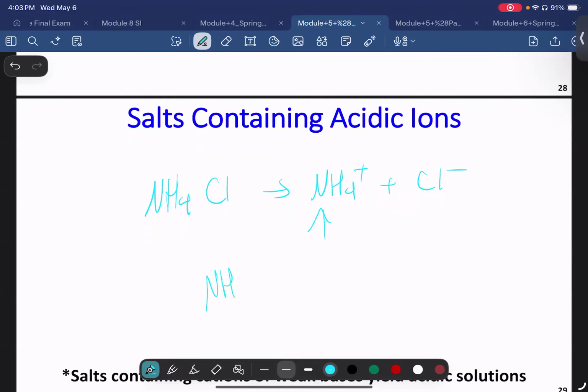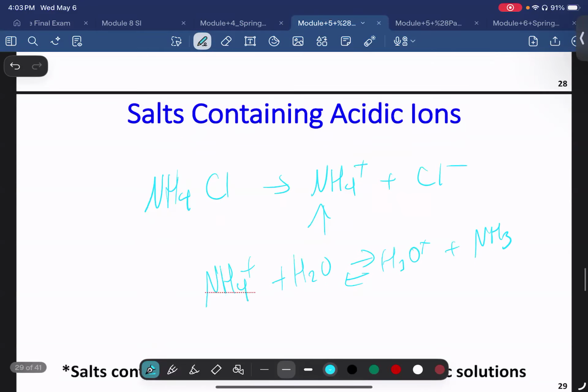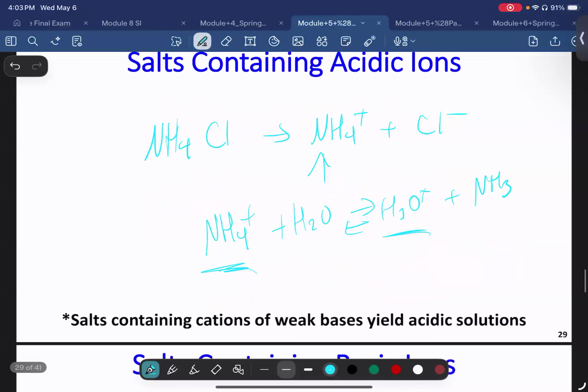So that's why ammonium is going to produce H3O plus and ammonia, right? Another little hint as well is that if it's positive, it's generally going to make hydronium, and that's because of how reactions work. And if it's negative, it's generally going to make a hydroxide, because you want to have the same charge on both sides, because that's how reactions work.